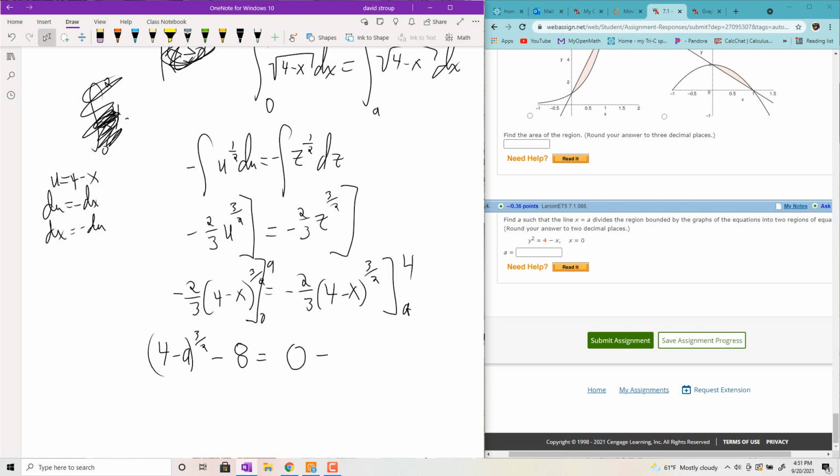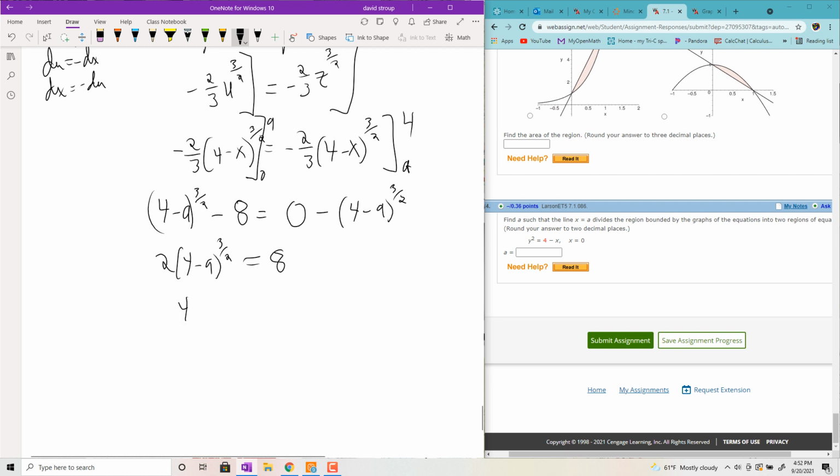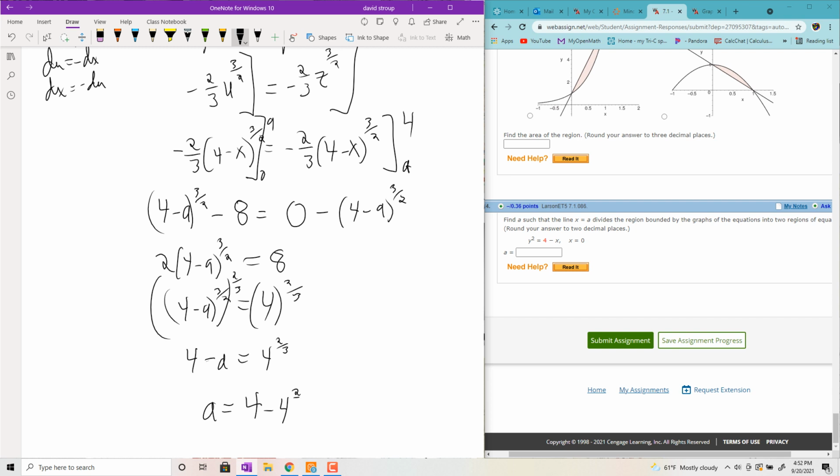And then minus (4 minus A) to the 3/2. Okay. You can add the (4 minus A) to the 3/2, so you get 2 times (4 minus A) to the 3/2. Add the 8 to the other side, you get 8. Divide both sides by 2. (4 minus A) to the 3/2 equals 4. Raise both sides to the 2/3 power. You get 4 minus A equals 4 to the 2/3. So solving for A, you get 4 minus 4 to the 2/3.